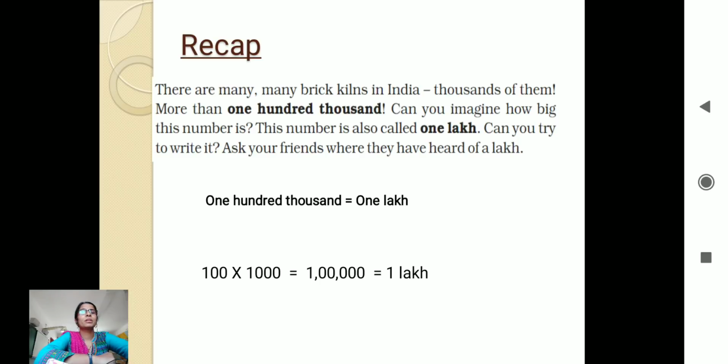But you should be clear with Indian and international system, how to read the different numbers. So, you need to practice that. There is a difference only in reading, putting commas and writing the number names.